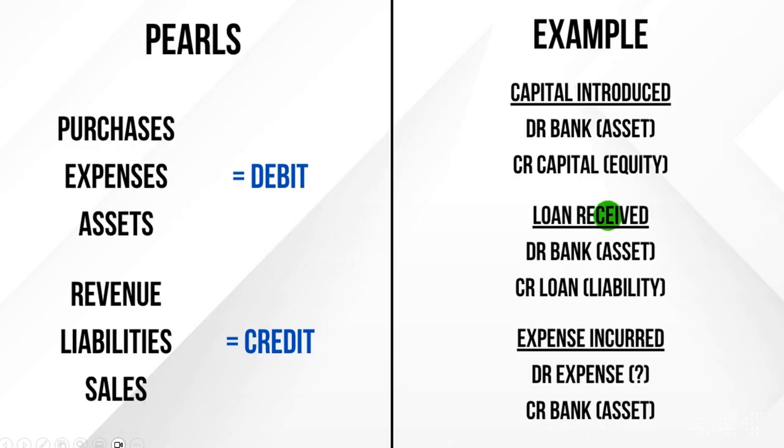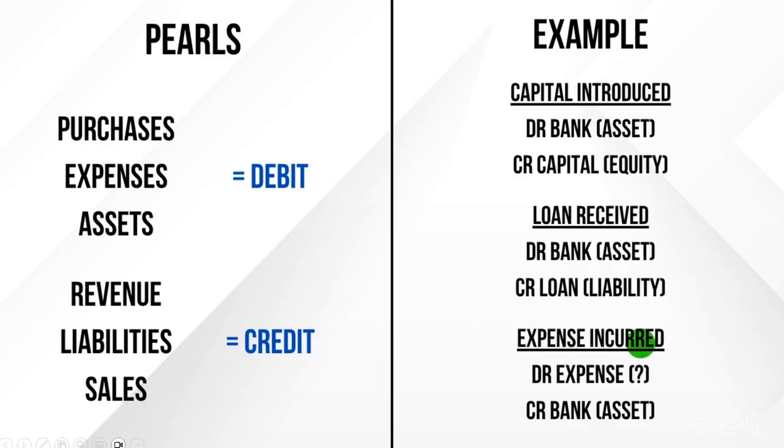Loan received. So 5,000 this time. 5,000 has been borrowed. It's paid into the bank account again. So that's a debit entry. It's an asset. Assets go up by 5,000. And we credit the loan account, the liability. So the liability also increases by 5,000. So assets go up, liabilities go up.